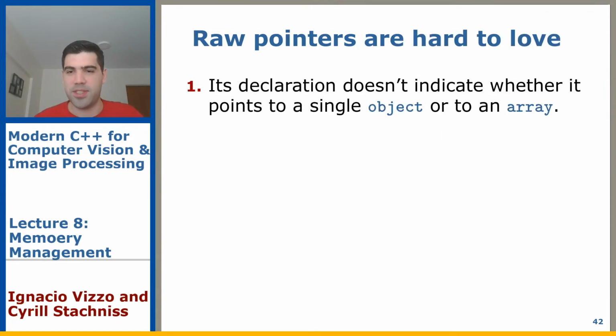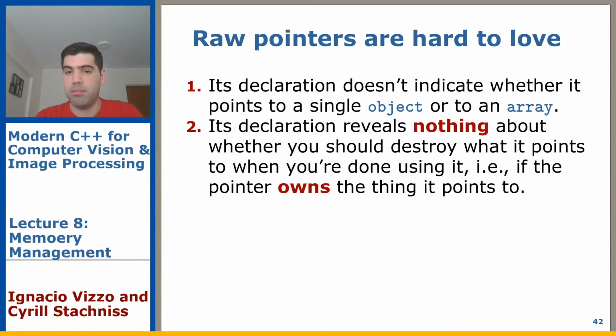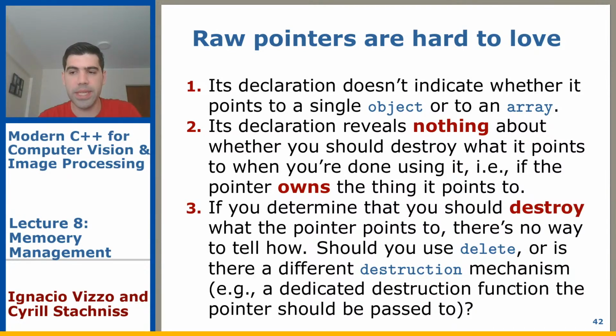So anyway, let's go deeply into this. Raw pointers are really hard to reason about. Their declaration doesn't indicate whether it points to a single object or an array. So you can point to an array or a variable with the same pointer. Its declaration reveals nothing about whether you should destroy what it points to, or about the ownership of the pointer. So whenever you see a pointer in the program, you don't know if you need to free the memory. There's no real information about memory management on this.